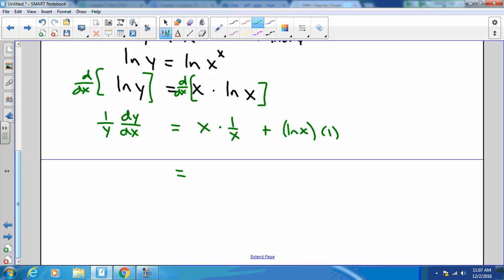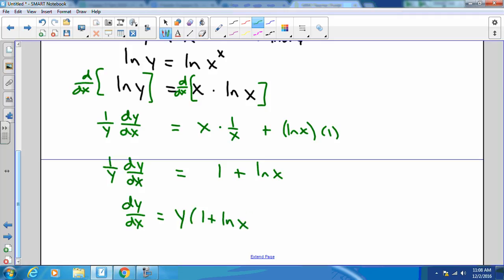You guys are experienced enough with the product rule that you probably don't need to write the intermediate step, unless it's really complicated. Now let's clean up the right-hand side here. What's my first term going to simplify as? 1. And the second term is ln x. Now, obey that equal sign. What is that equal to? It is equal to 1 over y dy dx. So therefore, if I'm looking for dy dx, dy dx is equal to y times 1 plus ln x.